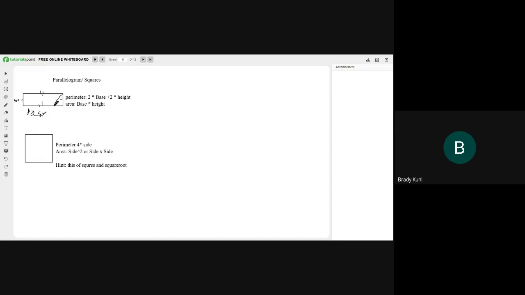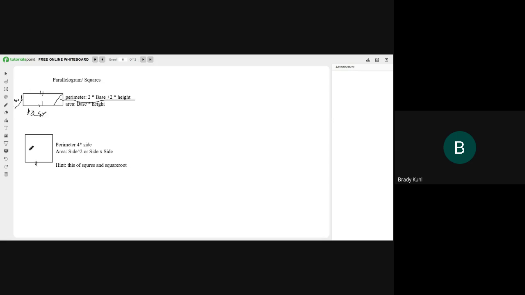Parallelograms can also look like something like this. Again, all rectangles are parallelograms, but not all parallelograms are rectangles. So it's a similar concept for calculating the perimeter, but it may be different if you do things like base by height.